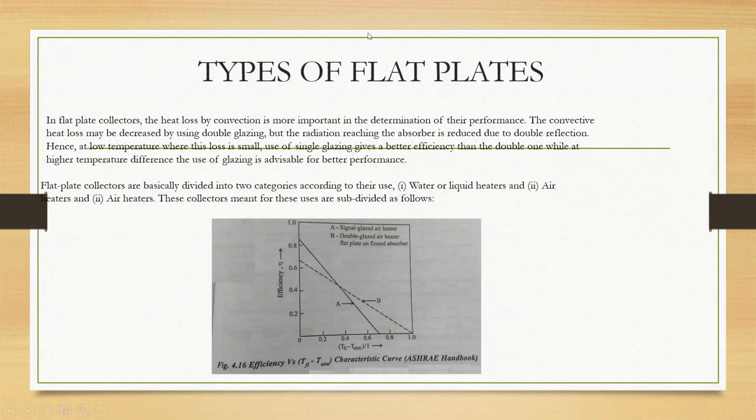Here is a graphical representation of flat plates, where the y-axis represents the efficiency and the x-axis represents the time duration. Here the thick line, that is A, represents a single glazed air heater, and the dotted line, that is B, represents the double glazed air heater, flat plate, unfinned absorber.